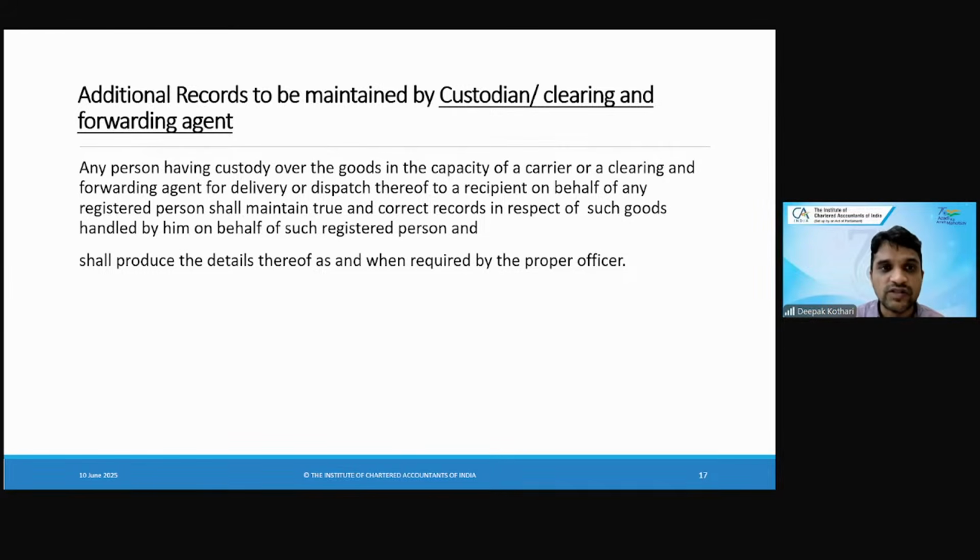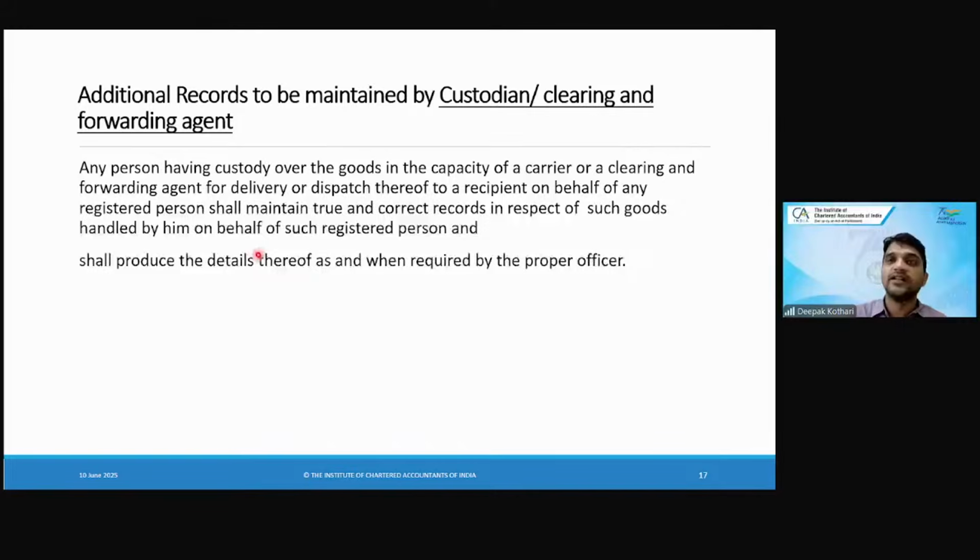Any person who has custody over the goods in the capacity of a carrier or a clearing and forwarding agent, for delivery or dispatch thereof to a recipient on behalf of any registered person, shall maintain true and correct records in respect of such goods handled by him, because he is handling my goods.